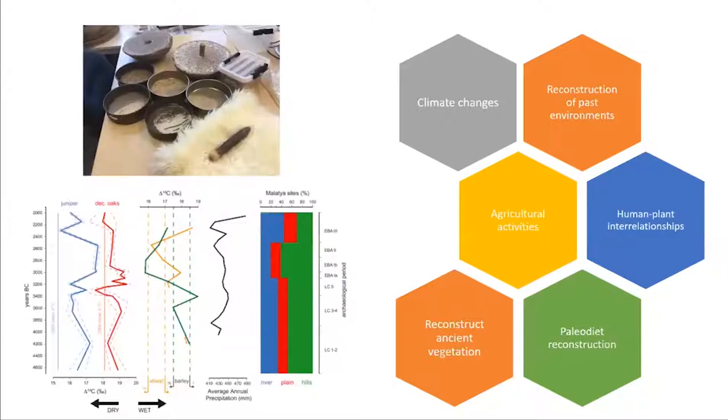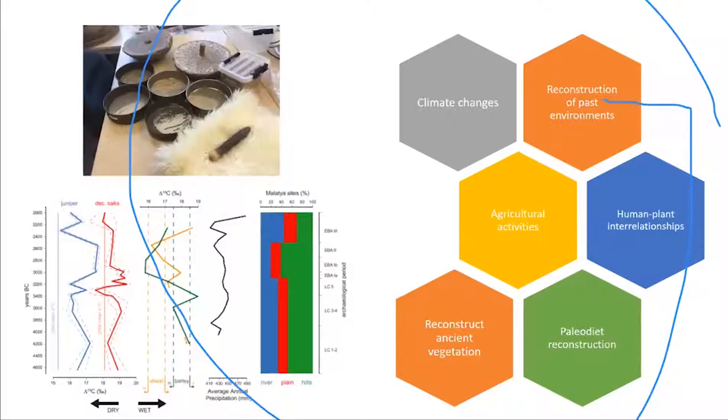It allows us to trace climate changes or make environmental reconstructions, or even reconstruct ancient vegetation, reconstruct paleodiet, and understand human-plant interrelationships, because it's also important how people influenced plant development. We know that when plants were in a wild form, they had a somewhat different shape. When they became domesticated and cultivated, the shape of plants also changed. It's very important.